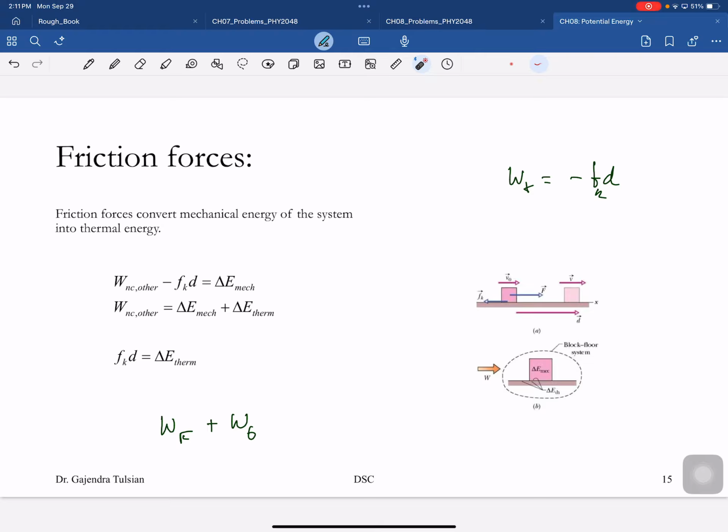What does friction force do? It slows you down, so it does negative work. What it does is it converts mechanical energy. If the object was moving, it's stopping the object. Where did that energy go? It got converted to heat. So it converts mechanical energy to heat. The mechanical energy decreases and gets converted to heat. So the thermal energy of the system and the environment increases, I guess.